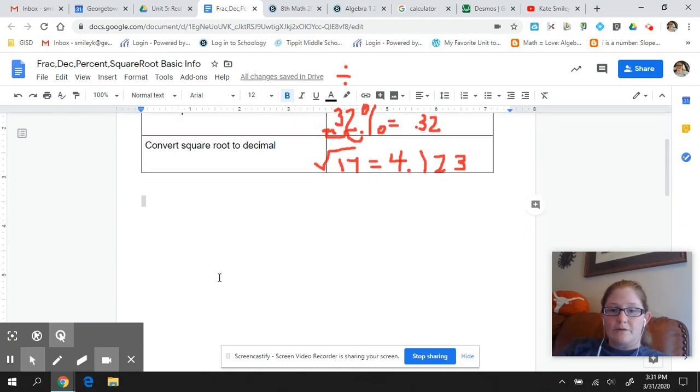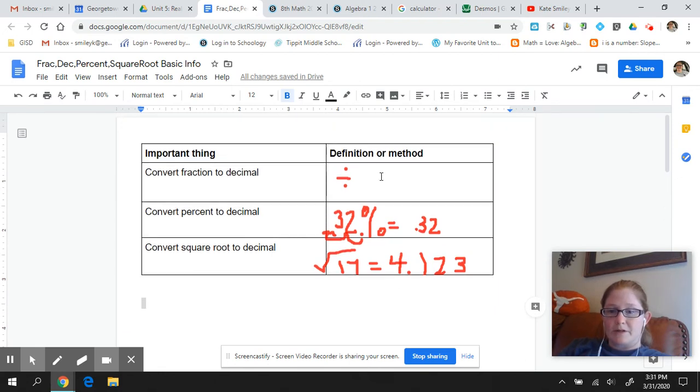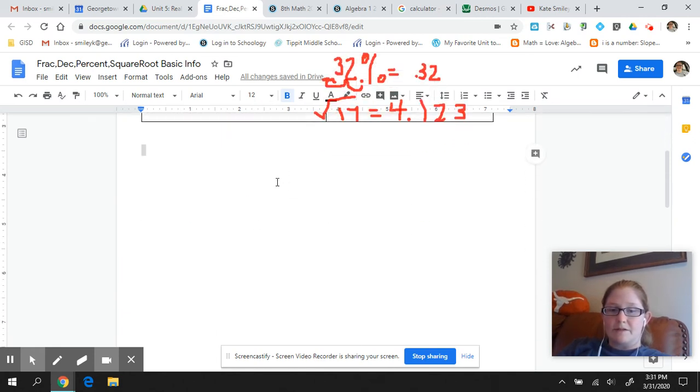If we look down, that was converting a fraction to a decimal. You're just going to simply type it into your calculator. We said 5 divided by 12. Percent to decimal, change it to decimal places. Square root of 17, type it into the calculator.